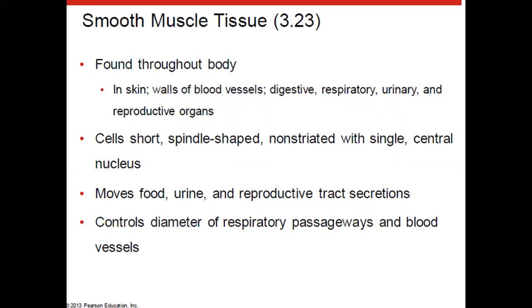And as it contracts, it moves things along those tracks, like the digestive system, the small and the large intestine. Underneath epithelial and connective tissue, there's a layer of smooth muscle. And that smooth muscle contracts and constricts the lumen, makes it smaller, and pushes food forward. The smooth muscle cells are short.